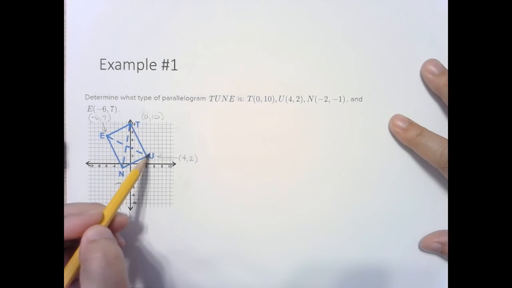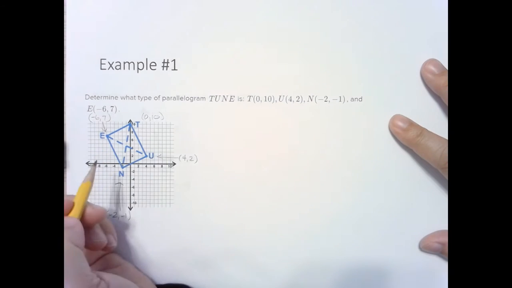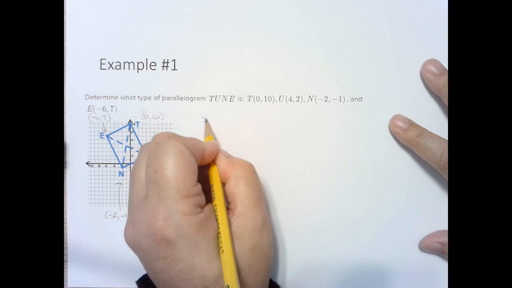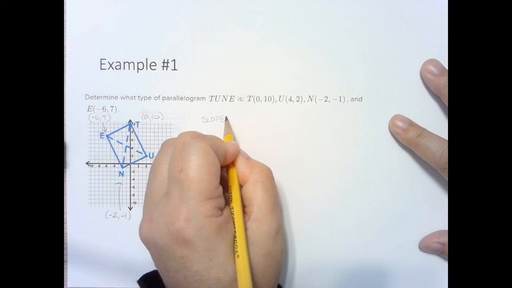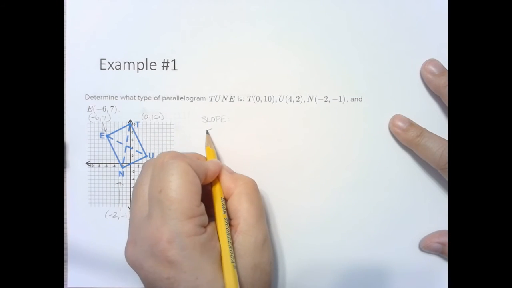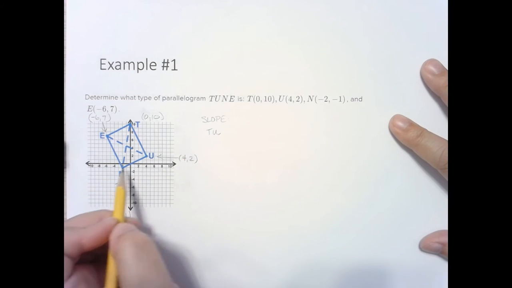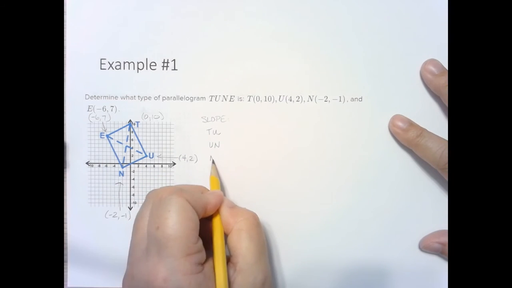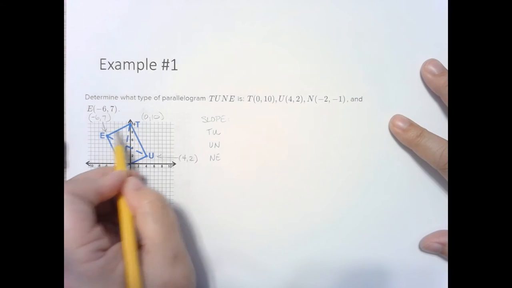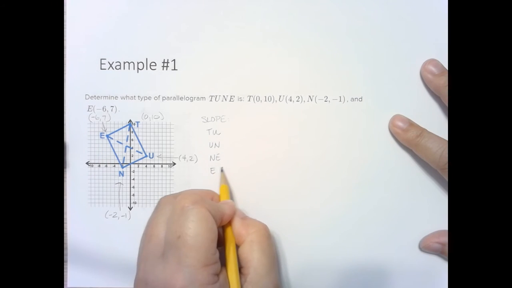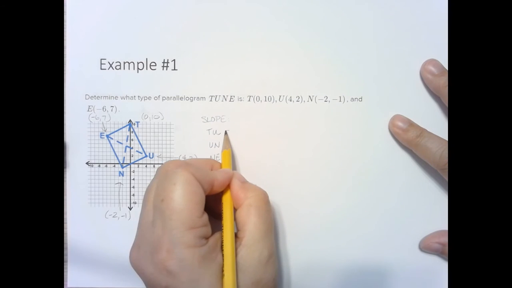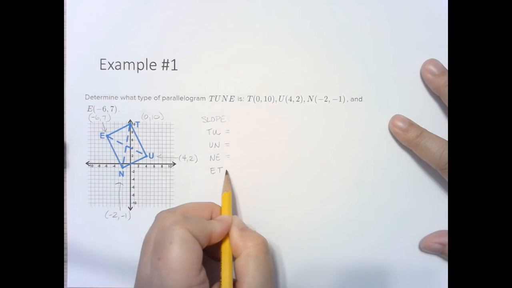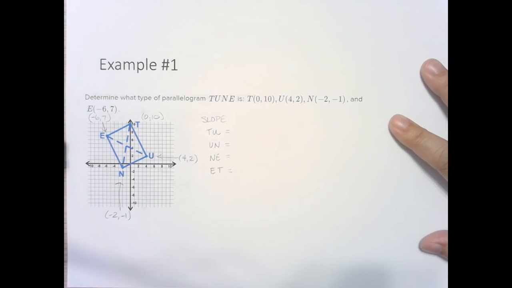So the first thing we're going to do is find the slopes of all of these lines. Okay, so I'm going to find the slope of T to U, U to N, N to E, and E to T. All right. Now I'm not going to use a slope formula if I have a picture. Okay, if I have a picture, I'm going to count.